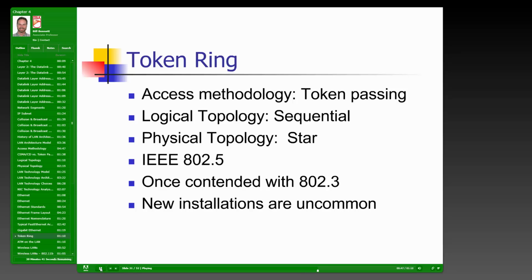And at one time it was very much in contention for dominance in the networking marketplace with 802.3 Ethernet. But once switches were added into Ethernet networks, speeds increased dramatically. Ethernet pretty much took over. So as I said, new installations are very uncommon when it comes to token ring.